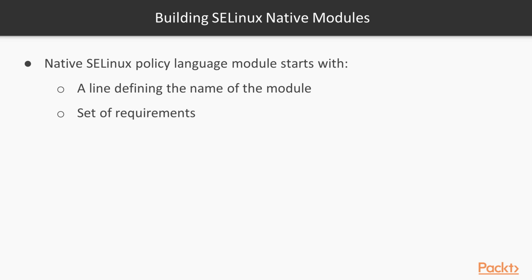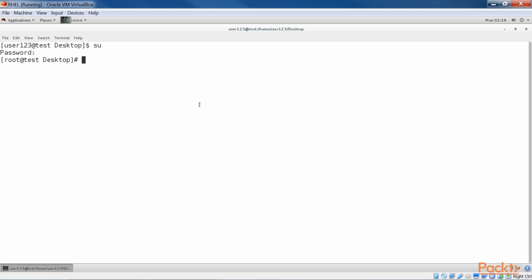So, let's start with building SELinux native modules. A native SELinux policy language module starts with a line defining the name of the module, followed by a set of requirements, like types or attributes, classes and permissions, and then the rules themselves. Let's take an example of this through the policy file.